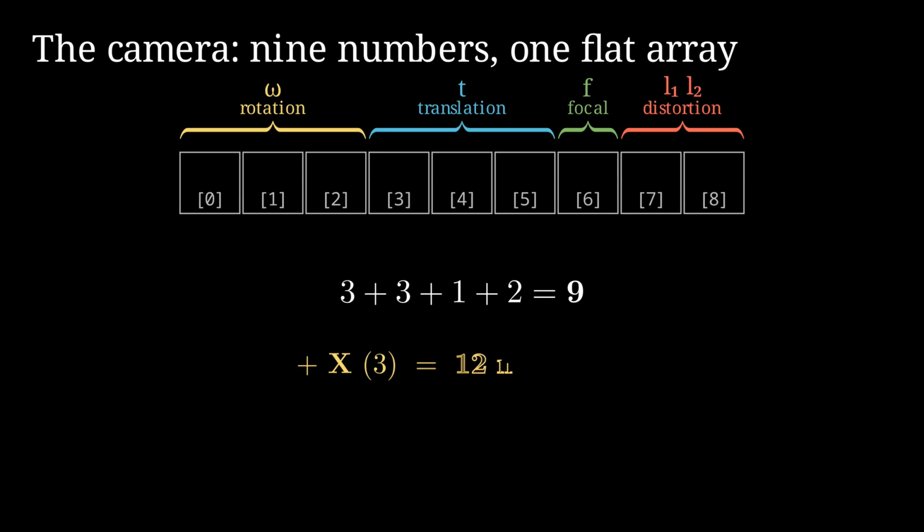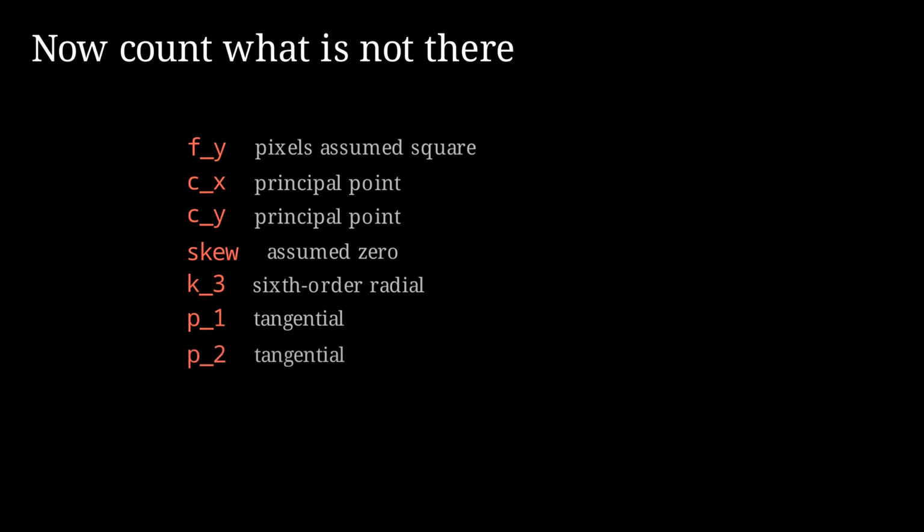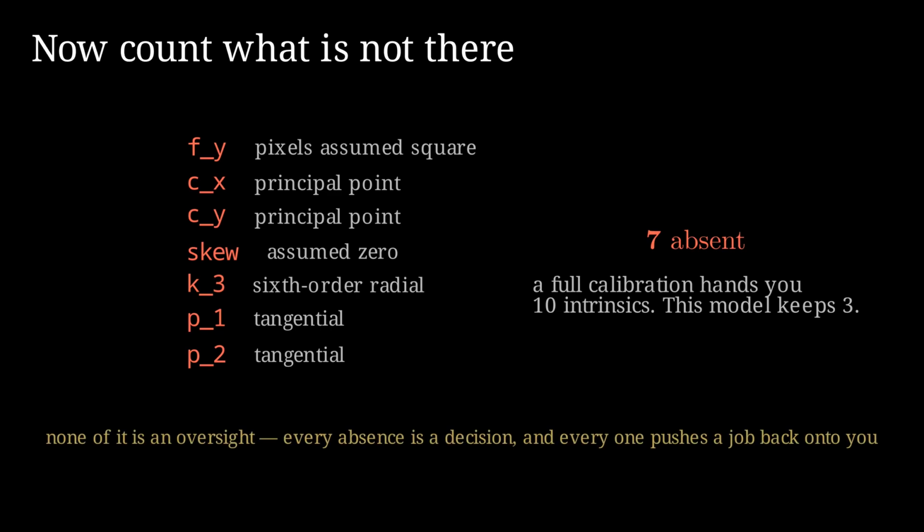So 3 plus 3 plus 1 plus 2, 9, plus the point itself, x, another 3 vector. 12 numbers in total, and 2 come out. Now count what is not in that list. There is no principal point, no skew, no tangential distortion, no image width or height. 9 numbers, and a good half of what a calibration tool hands you is simply not here.